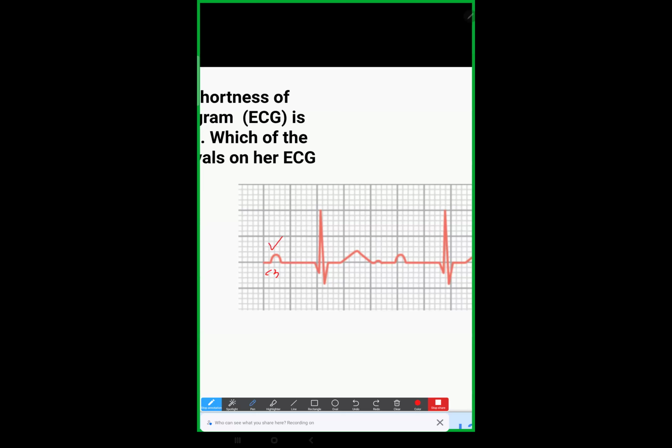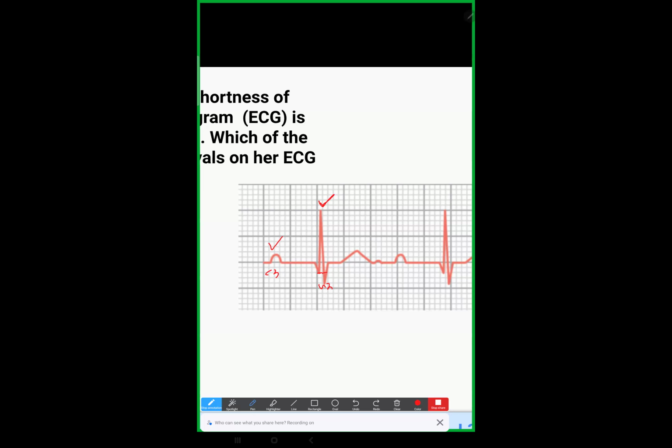Let's skip the PR interval for now and go into the QRS complex. A normal QRS complex should be 0.1 seconds, or 3 small boxes. If you count here, it's around 2 boxes, maybe a little bit more than 2. So this QRS complex is correct.